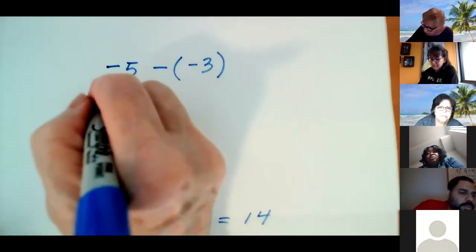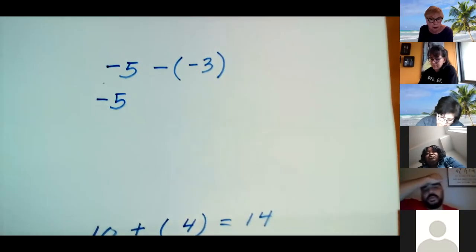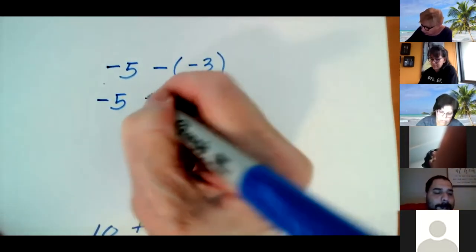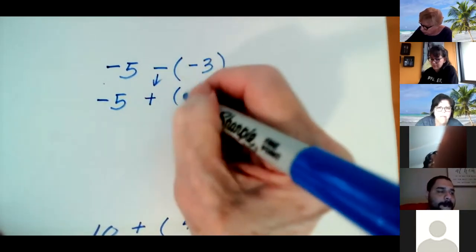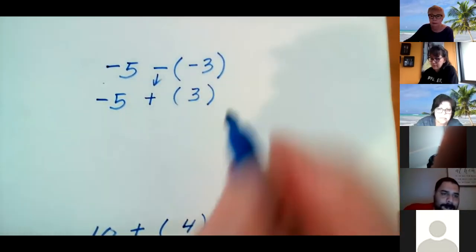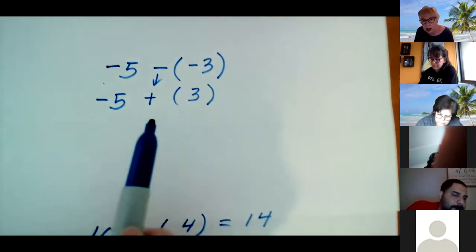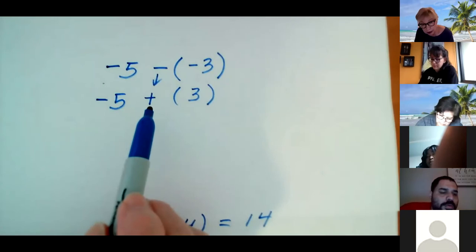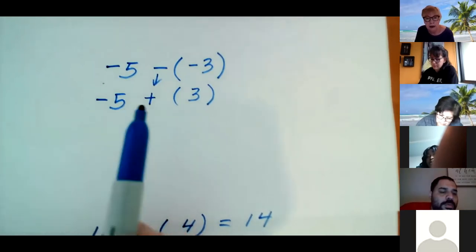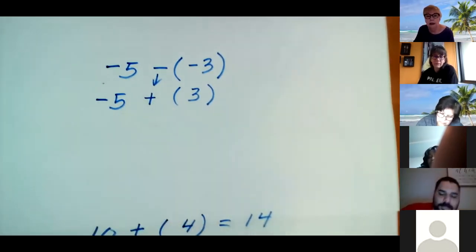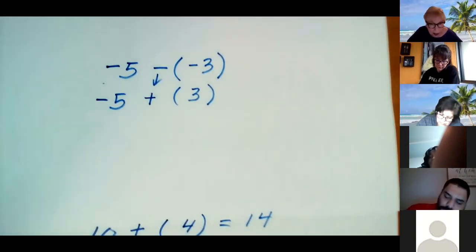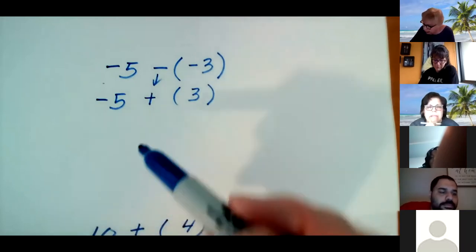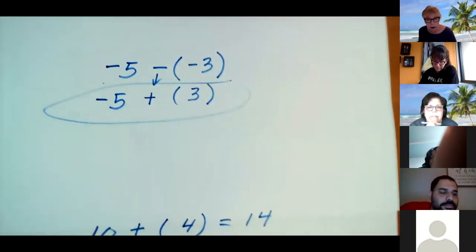This number is brought down. I never changed the top number, the first number. I changed this to add. I changed this to its opposite. Once I have done this, this problem has been converted to addition. And then the rules for addition kick in. So you might as well forget what it was at the beginning. This is all you have to deal with.